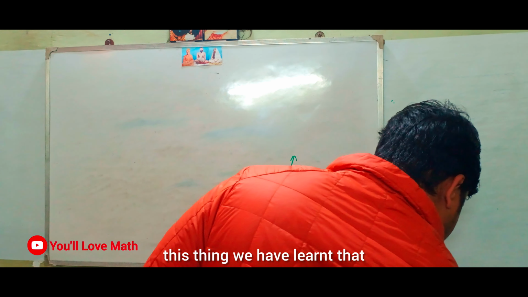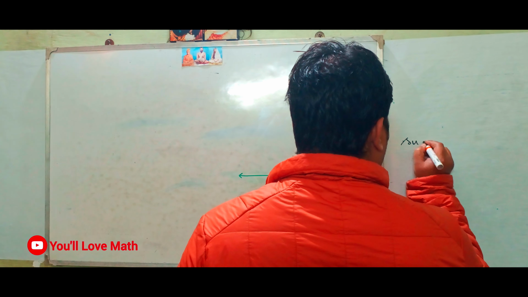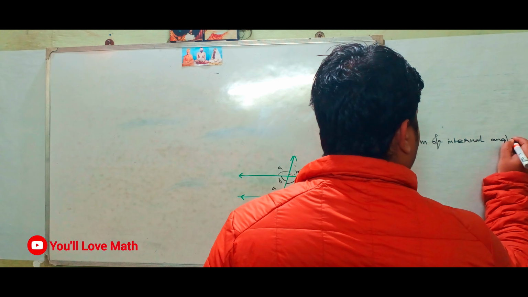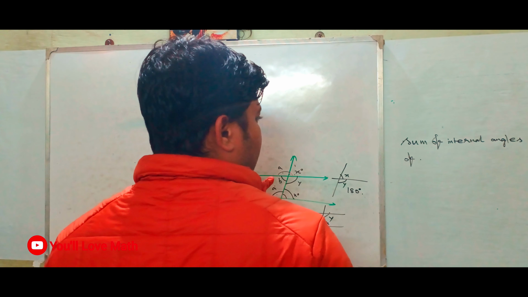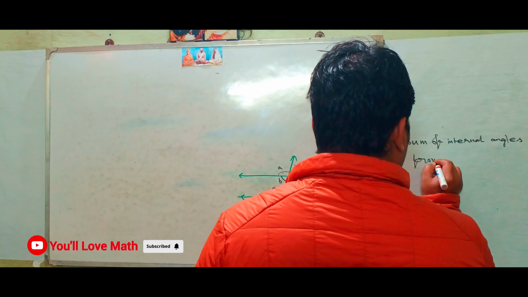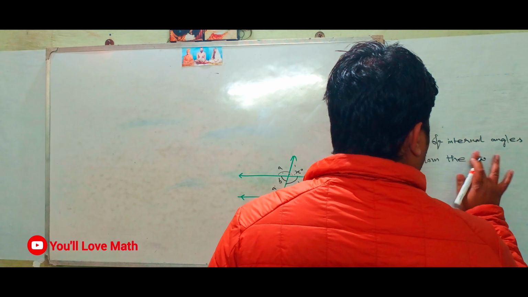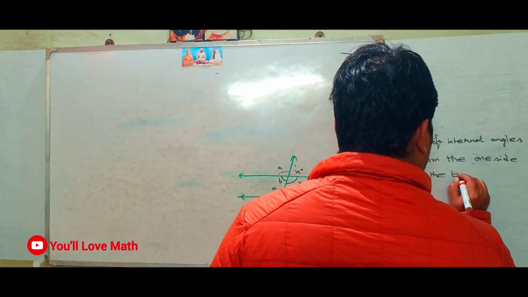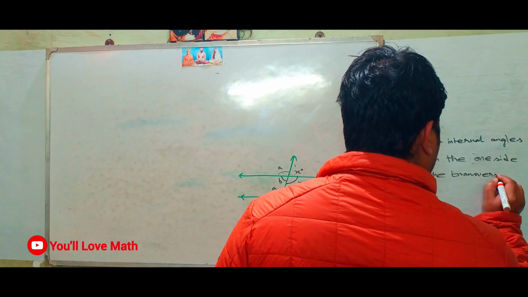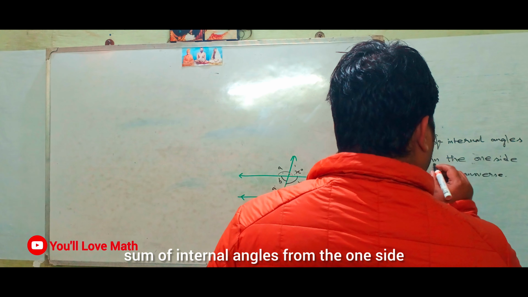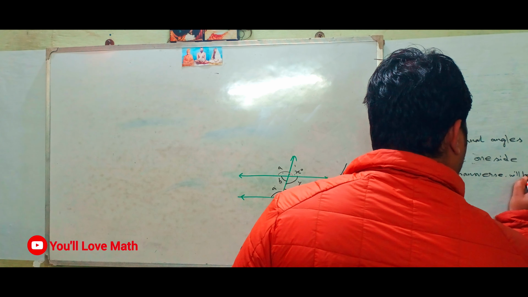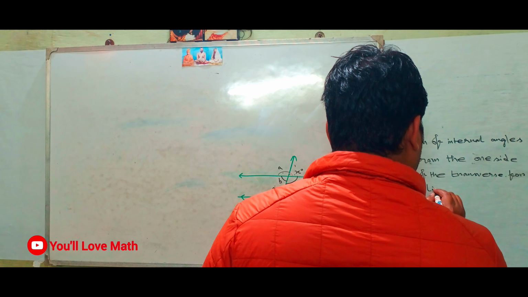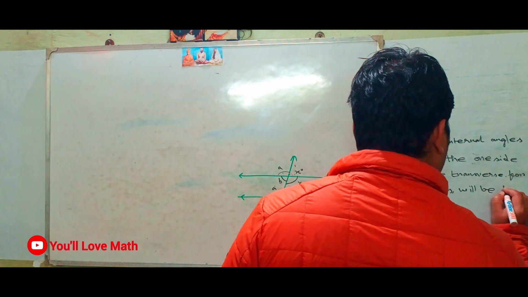So this thing you have learned, that sum of internal angles, sorry, from one side of the transversal, the sum of internal angles from one side of the transversal, for parallel lines, will be 180 degrees. This is also a theorem.